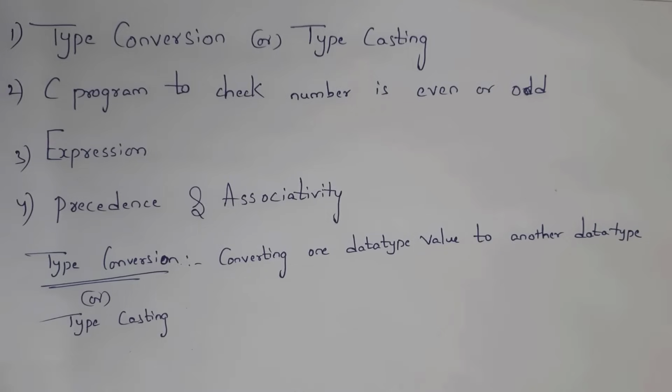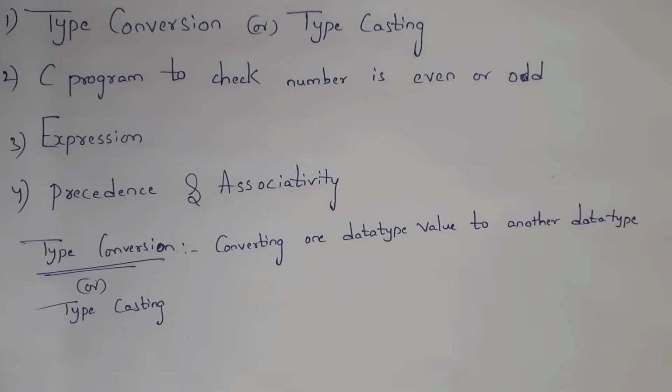Next topic is what is type conversion. Converting one data type value into another data type is known as type conversion. We also call this type conversion as typecasting. There are two types of type conversion. One is implicit type conversion and the next one is explicit type conversion.